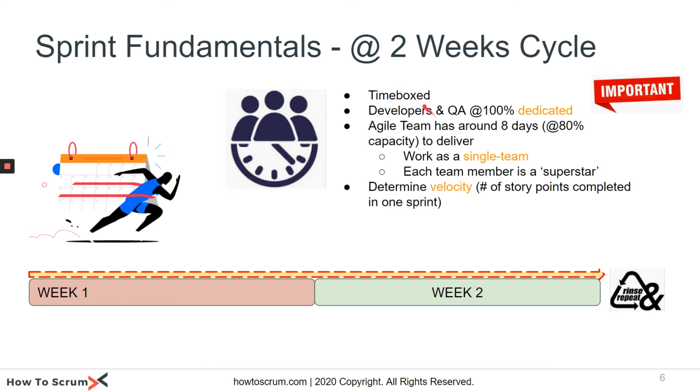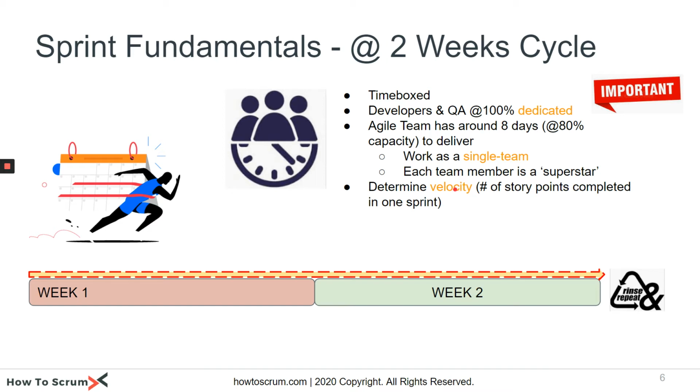And in that 2 weeks time box, they're going to work as a single team. Each member is a superstar, i.e., cross-functional. They should be able to do each other's work, help each other, peer review, etc. At the end of the day, when the team finishes the number of stories in a sprint, you find out how many story points or what effort they burned down. We talk about what the story points are, and that will determine the velocity, i.e., how many story points the team was able to complete within a sprint, i.e., within 2 weeks.